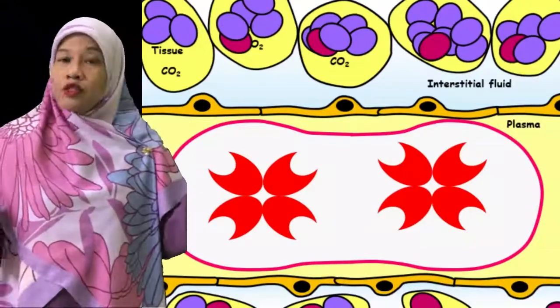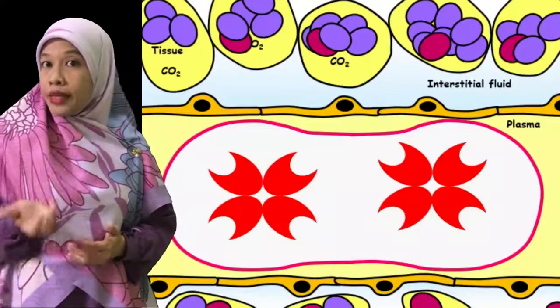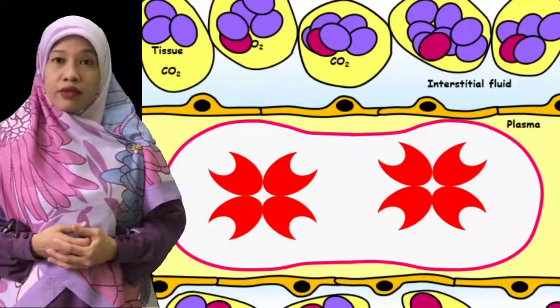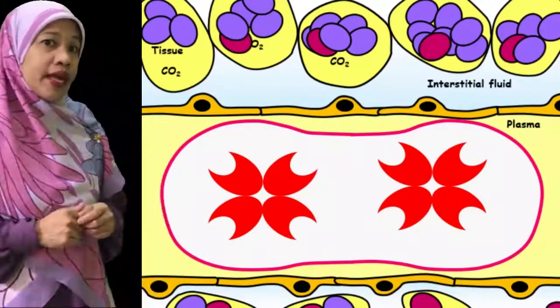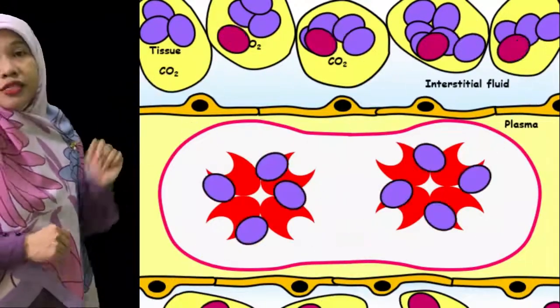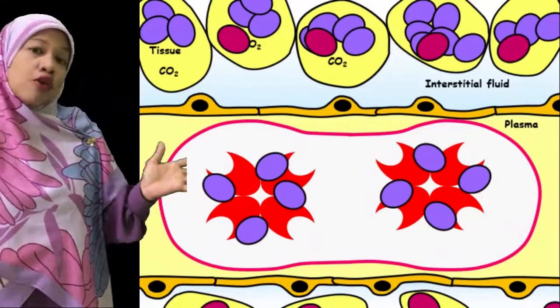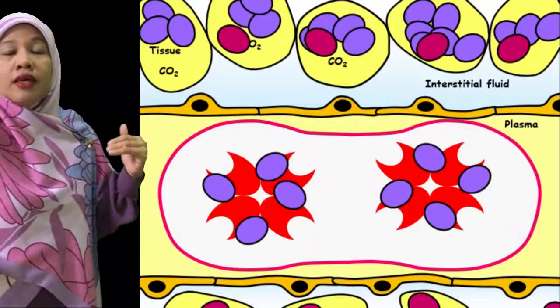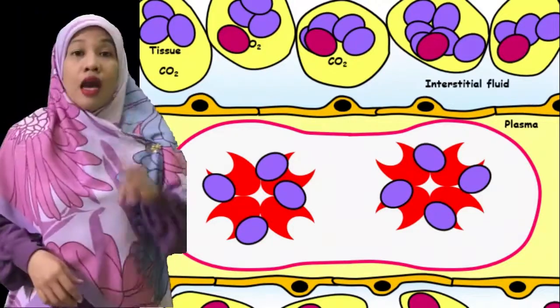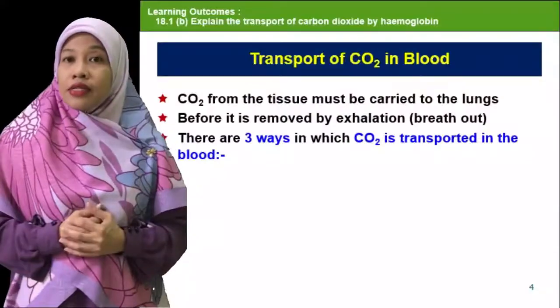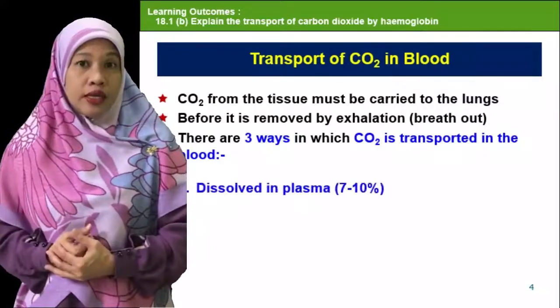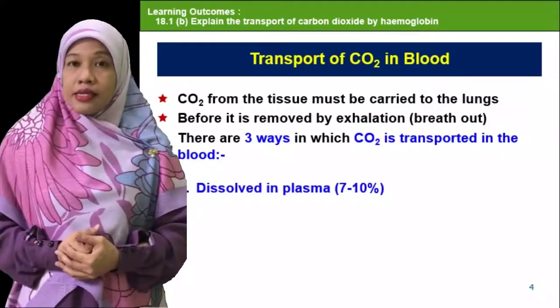Apart from being able to bind with the oxygen, hemoglobin can also bind to the carbon dioxide. But it does not bind at the same site as the oxygen. Therefore, it will not compete to bind with carbon dioxide. There are 3 ways how the carbon dioxide can be removed from our body in our respiratory system.